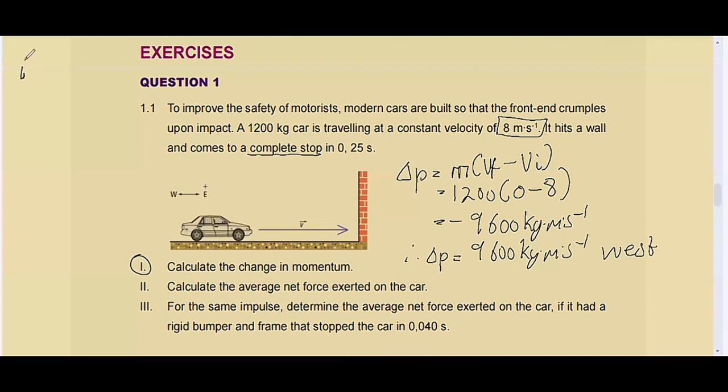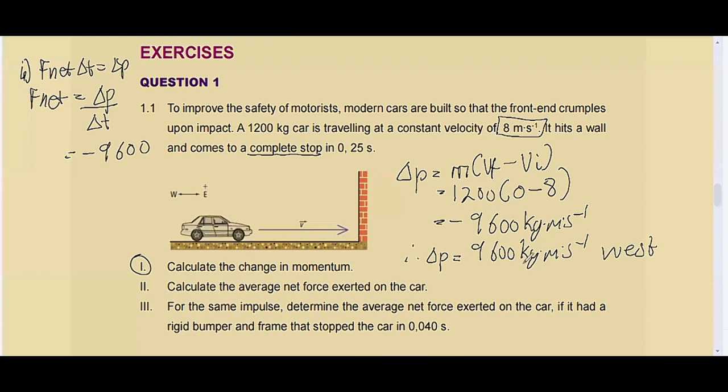Now, number 2 says calculate the average net force exerted on the car. To calculate that, we need to make use of the impulse momentum theorem. We know that the impulse of an object is equal to its change in momentum. But here we are using this to calculate the F net. So we can manipulate the formula and say F net is equal to change in P over change in t. We have already calculated the change in P, that's negative 9,600, so we're going to substitute it as negative 9,600.